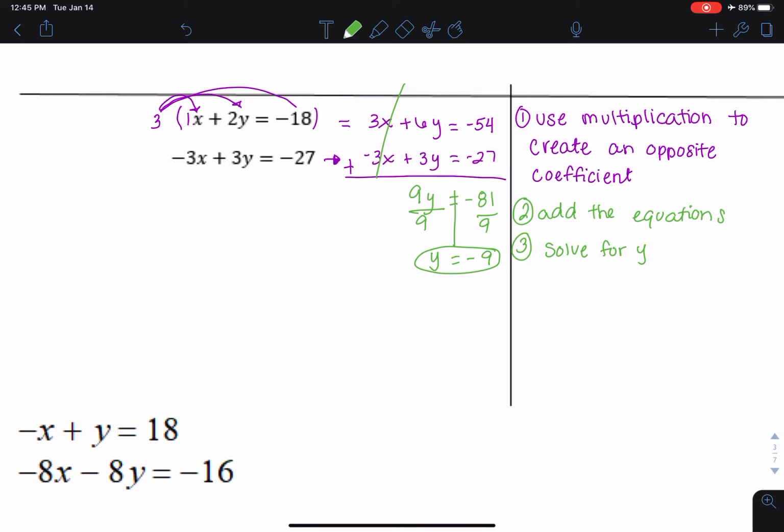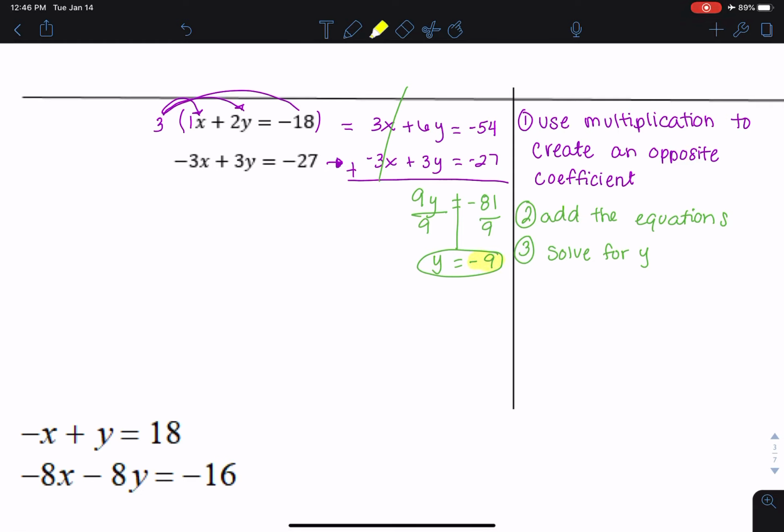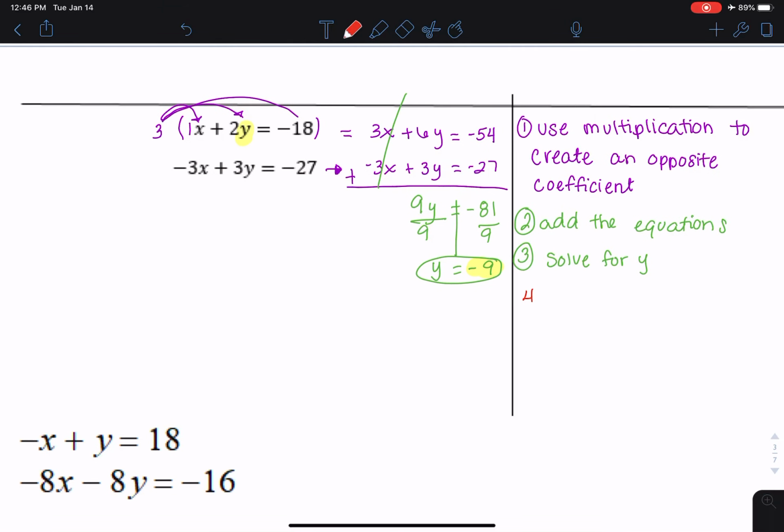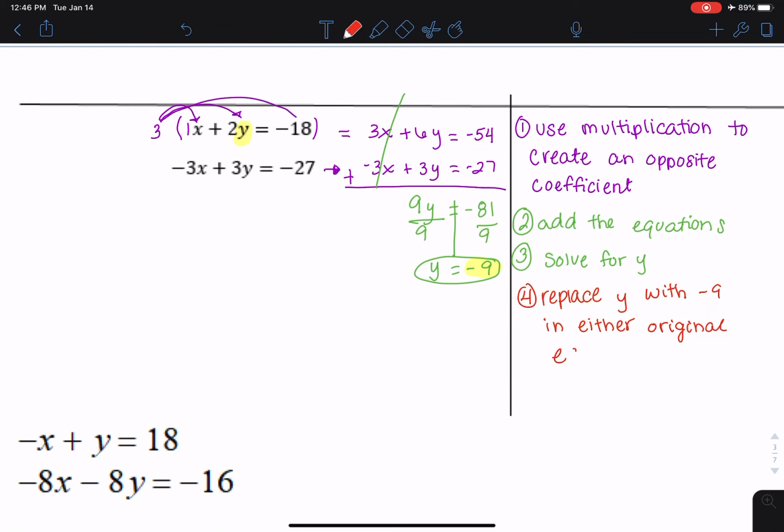So I have the y. I still need to find the x because I need the ordered pair. So we're going to take this negative 9 and substitute it back into one of the original equations. I'm going to substitute it back here in the first original equation. So step 4, we're going to replace y with negative 9 in either original equation.